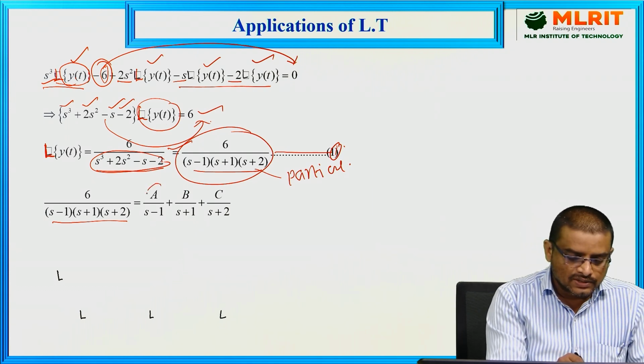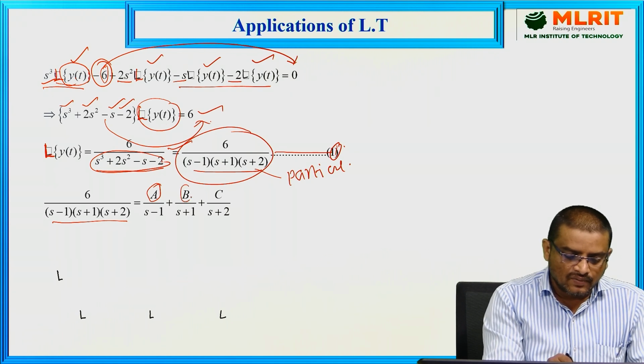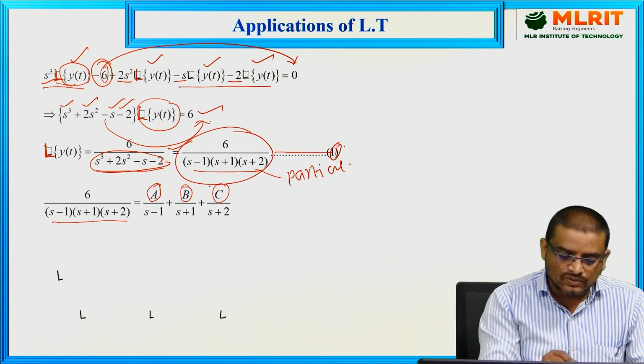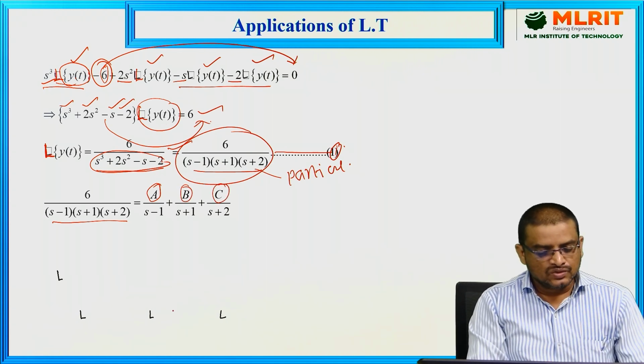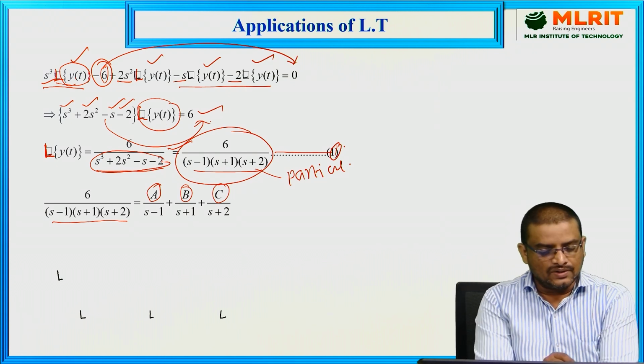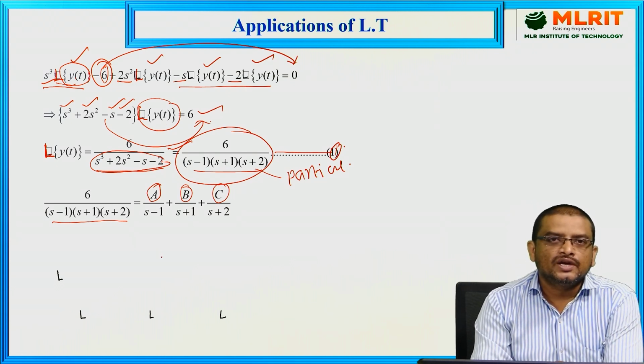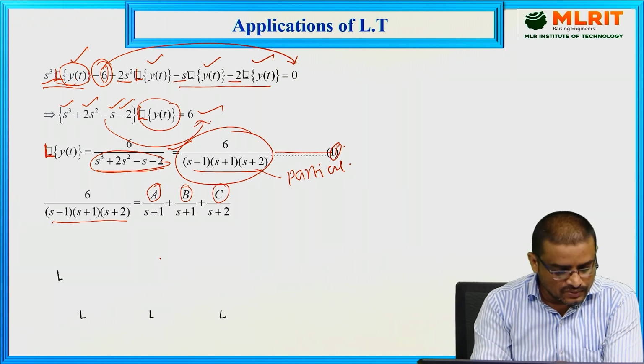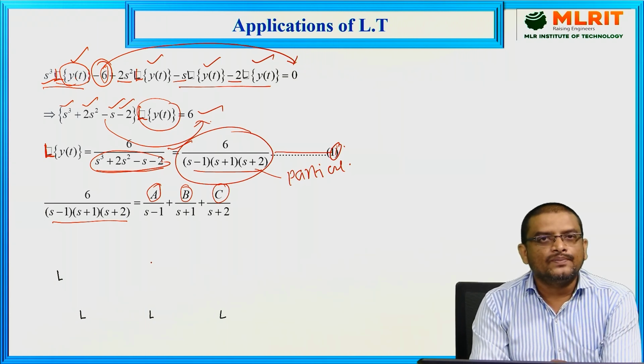Now our task is to get the value of a, the value of b, and the value of c. We have shortcut methods for getting the a, b, and c values, which we discussed in the previous video. So once again I will repeat that same process here.